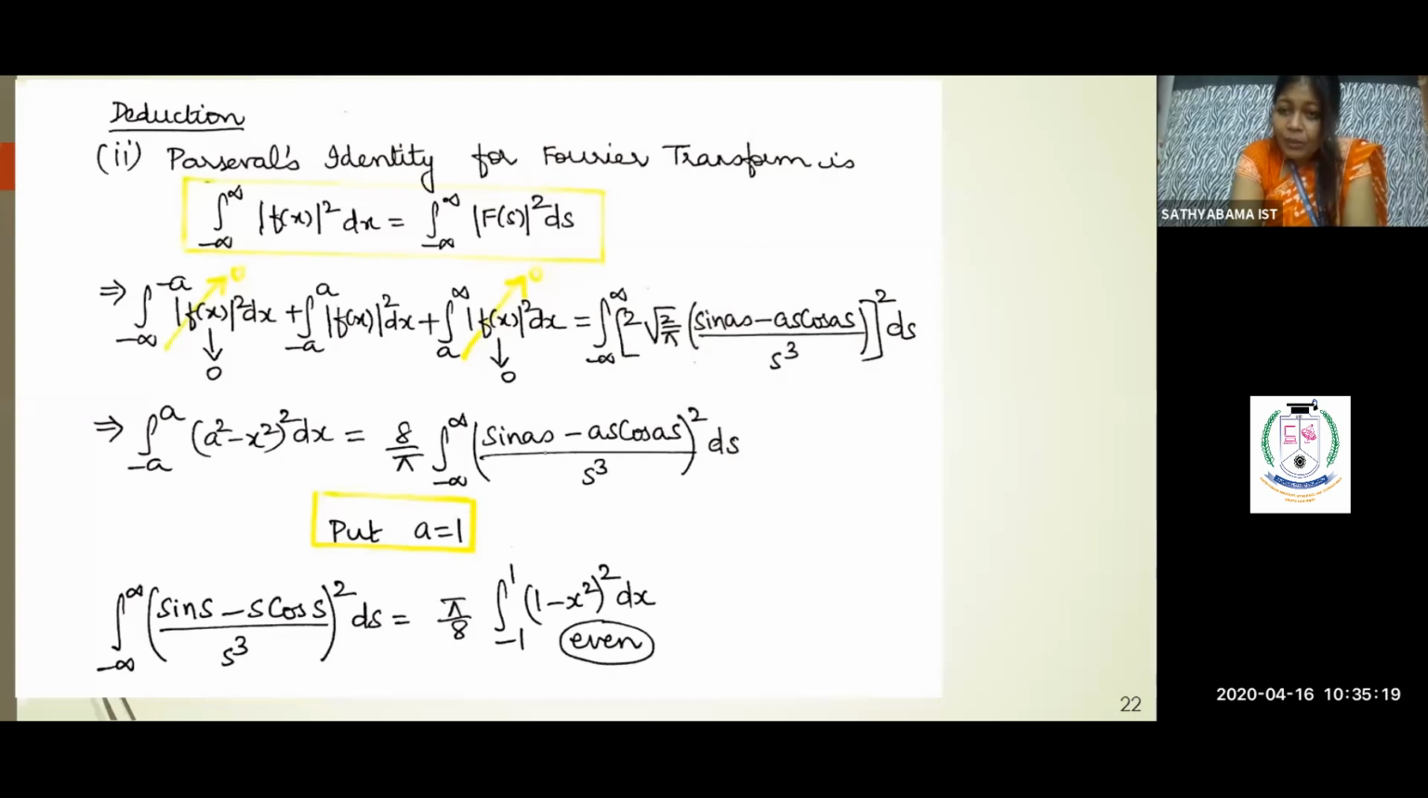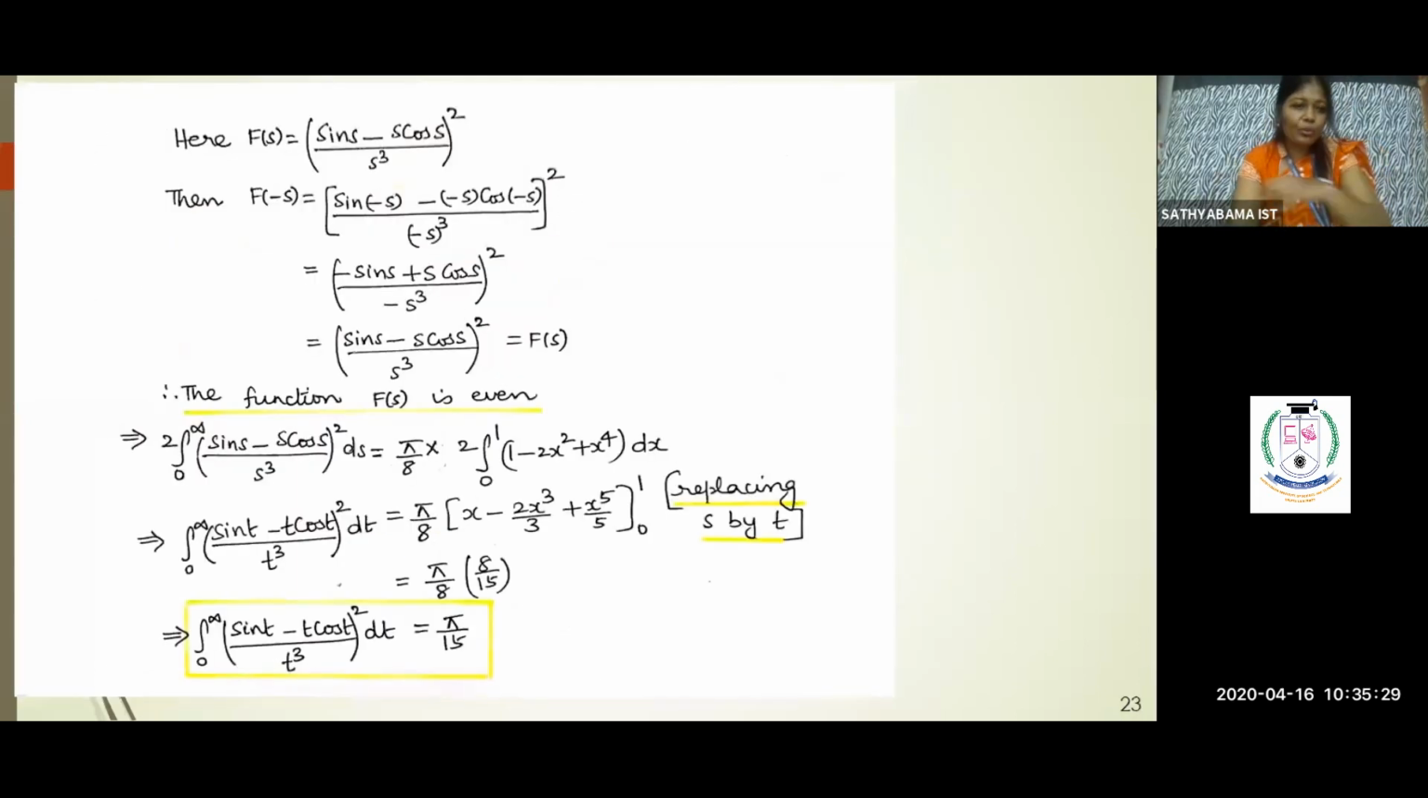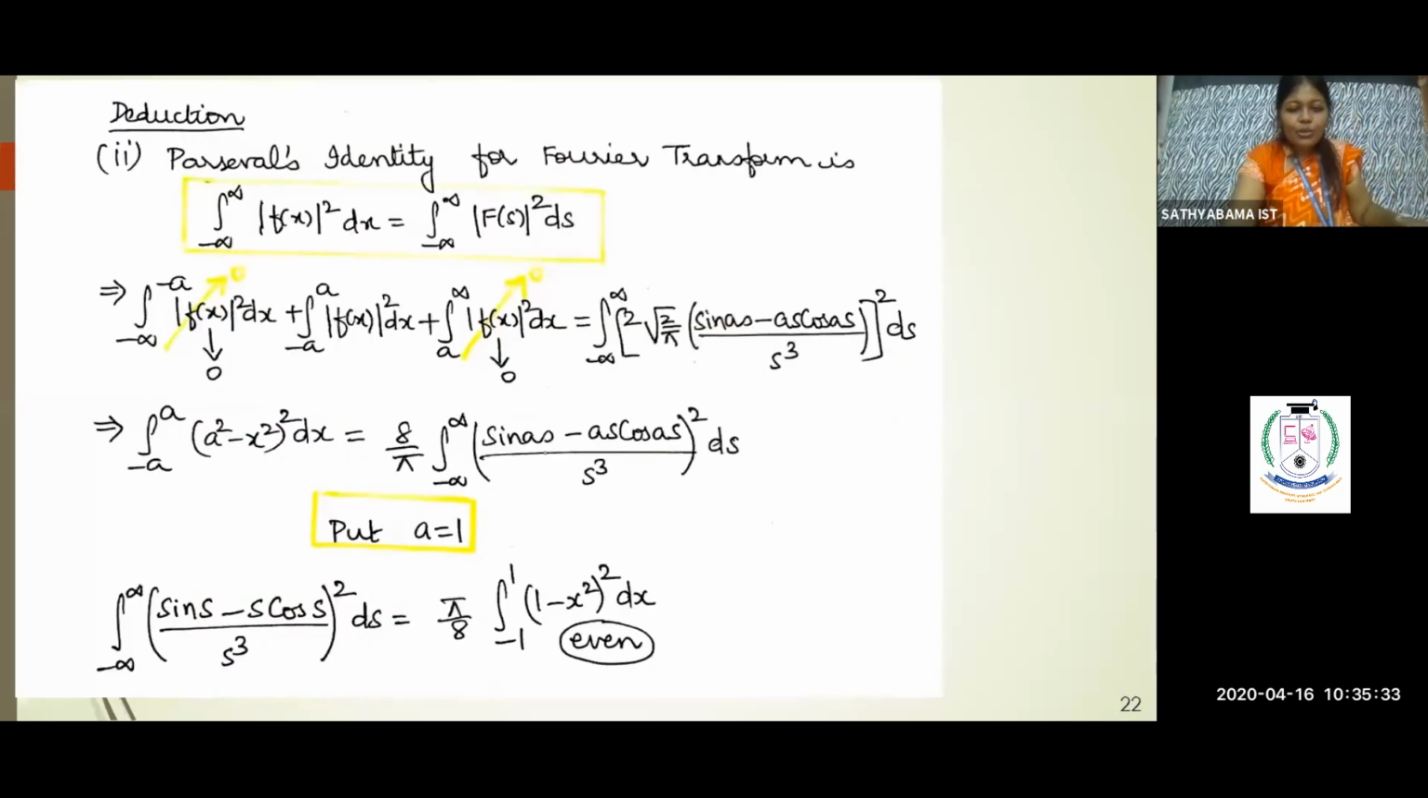Now, how will you evaluate the right hand side? Minus 1 to plus 1. I have the integral in the form minus a to plus a, and I know x square is an even function. So because it's an even function, I can write this as twice 0 to 1.